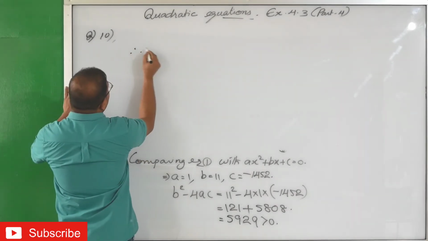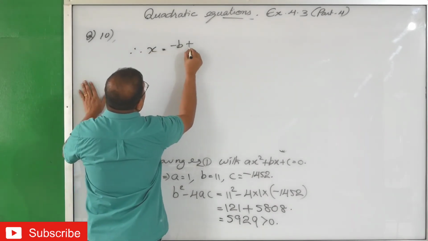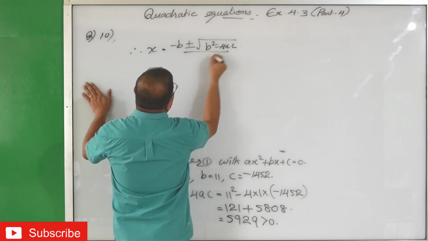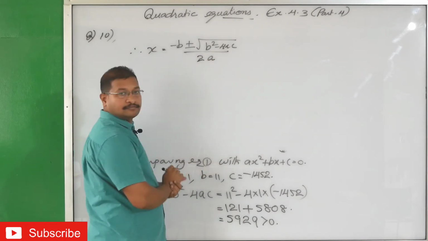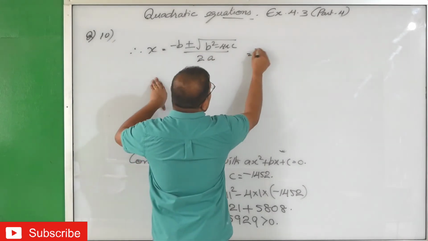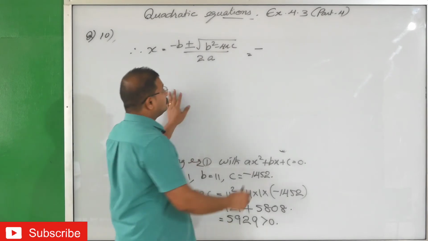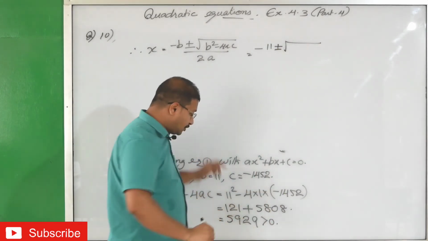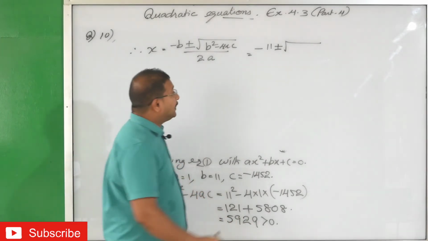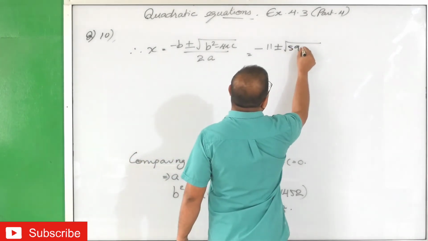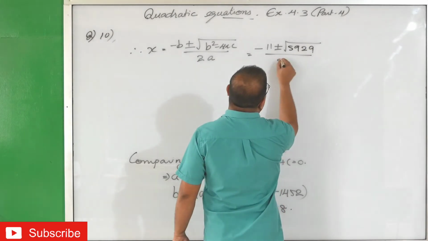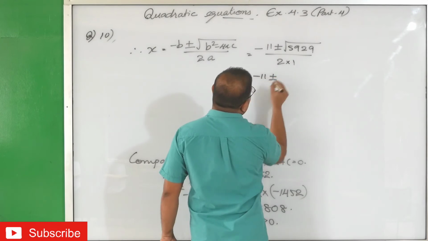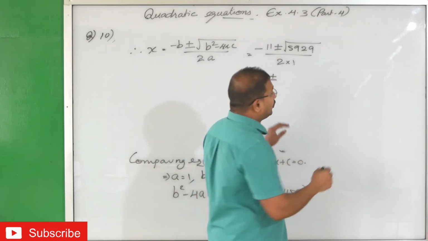This is greater than 0. Therefore, x equals minus b plus or minus root of b square minus 4ac by 2a, equals minus the value of b, 11, plus or minus root of b square minus 4ac, which is 5929, divided by 2 into a, which is 1, equals minus 11 plus or minus the square root of 5929.